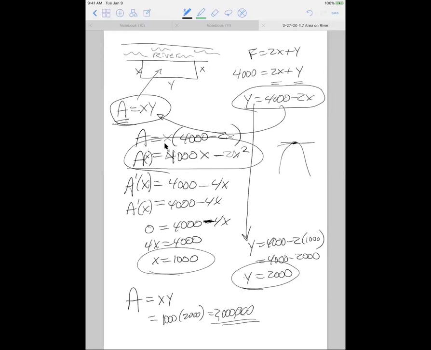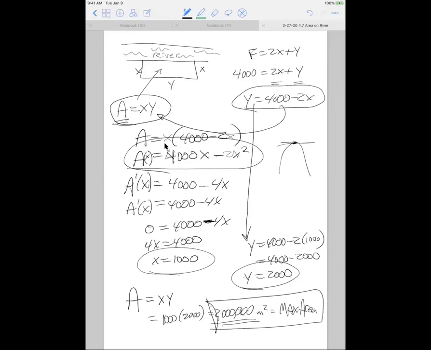And think about the units. What is this? Is this all in feet? Meters. It's in meters. So we end up with 2 million meters squared. So it equals the max area. All right, that's the logic of the problem, the situation.